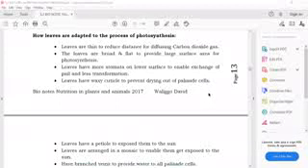Okay, how leaves are adapted to the process of photosynthesis. And so here we want to look at how different leaves have been adapted to ensure they are able to carry out that process of photosynthesis. And the first one we are looking at here, leaves are thin to reduce distance for diffusion.